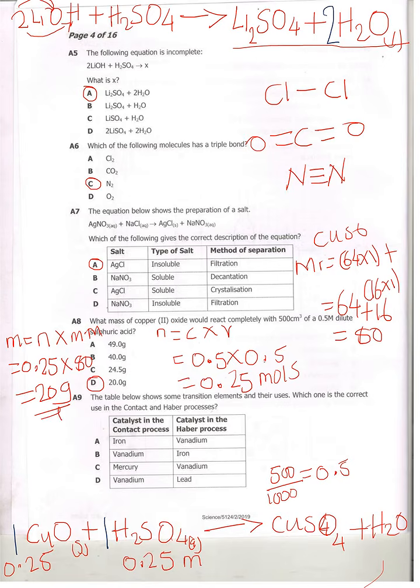So this is what you can do to find the mass of one substance using the number of moles of another substance. Now let's move on to question 9. The table below shows some transition elements and their uses. Which one is the correct use in the contact and Haber process? Contact is the process by which sulfuric acid is produced, and the Haber process is the process by which ammonia is produced. For the Haber process we use iron, while for the contact process we use vanadium. So the answer is B.